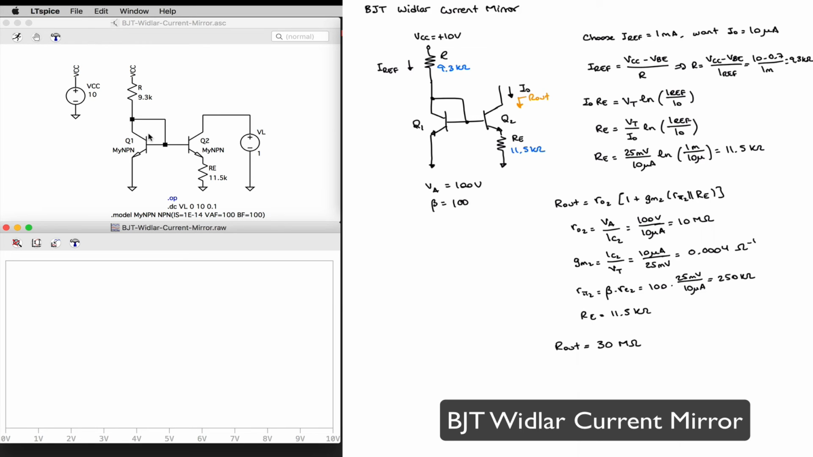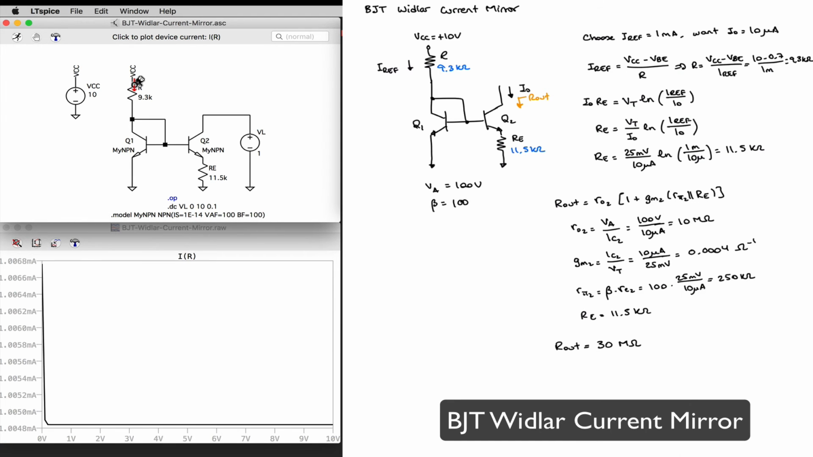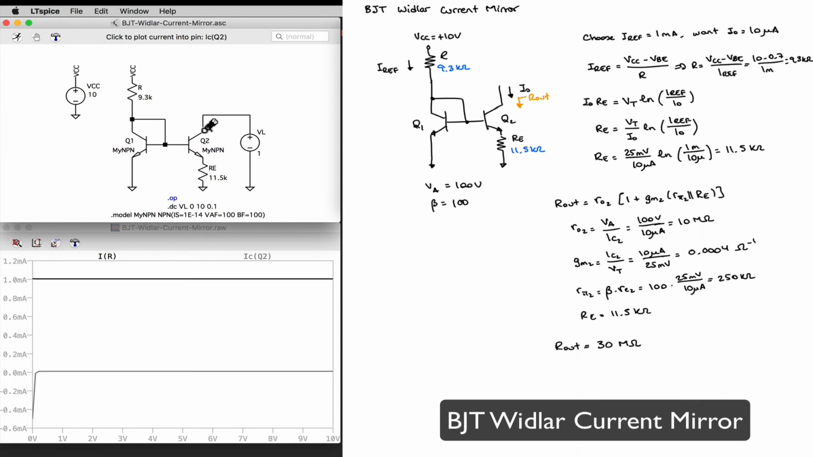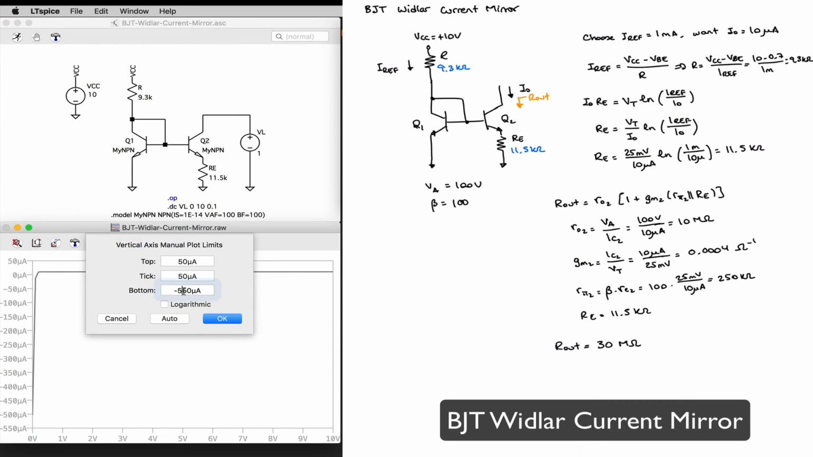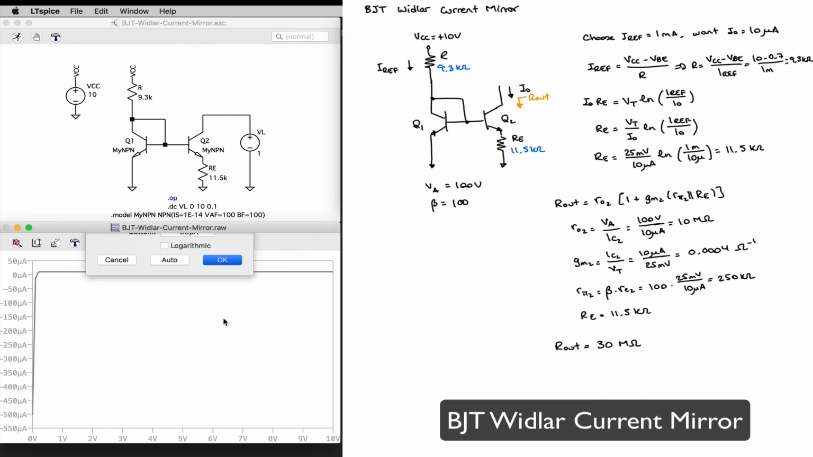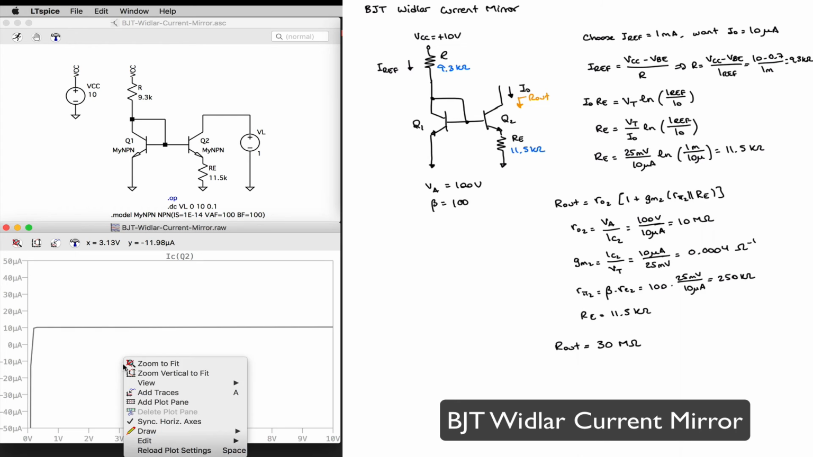Let's go ahead and run the simulation. And now my reference current should still be 1 milliamp, which it is, roughly 1 milliamp, but my collector current at the output is going to be something very small. We can zoom into it, change my axis here so we can see it more clearly. It's around 10 microamps. And view my grid.